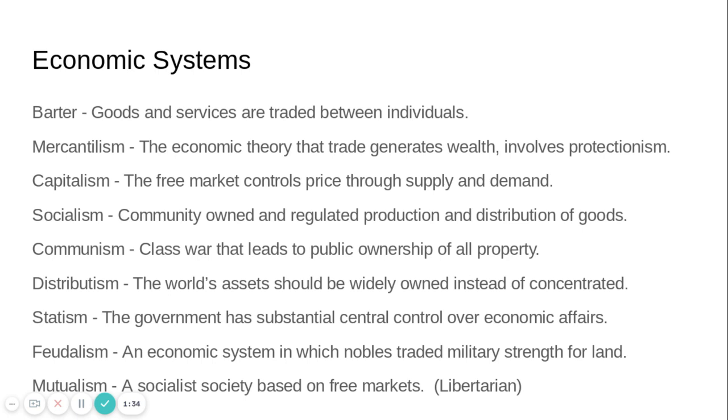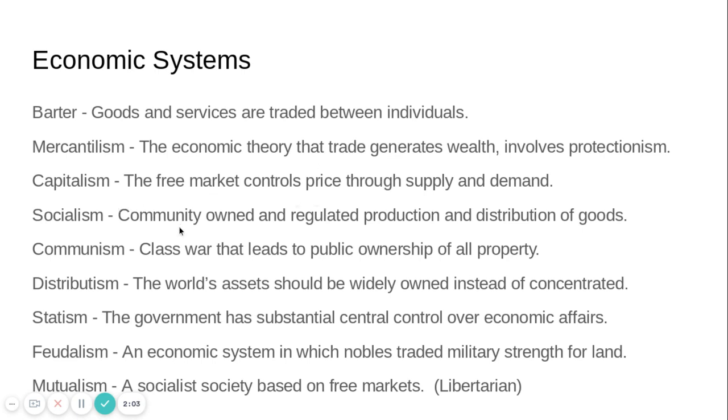And that's the kind of economics that was in place during the colonial era, the beginning of the colonial era. All the European powers made colonies so that they could have all the different things they needed and the trade they needed so they could trade all within themselves to generate wealth. Capitalism is what we currently have in the United States. And that is the free market controls price through supply and demand. And there's more to it than that, but that's the general gist of what it is.